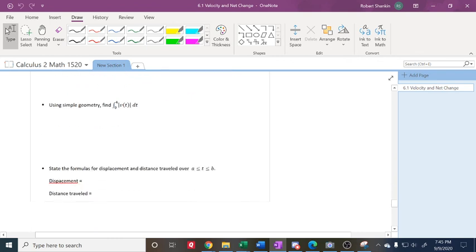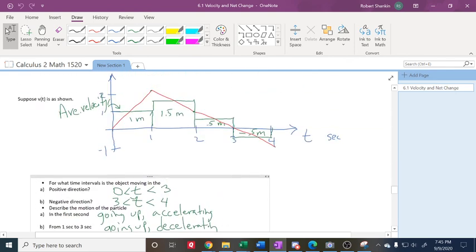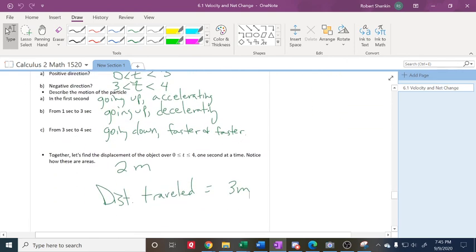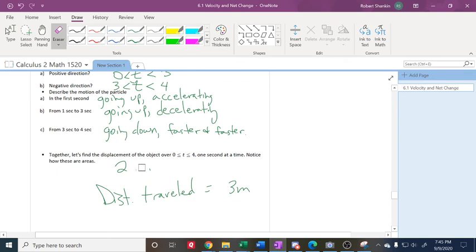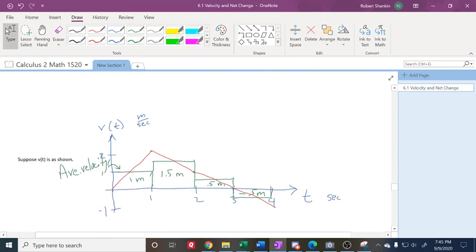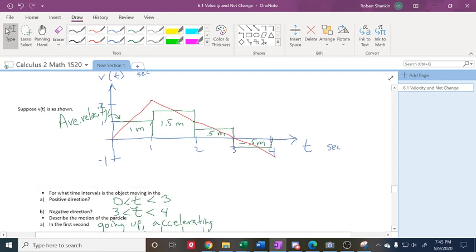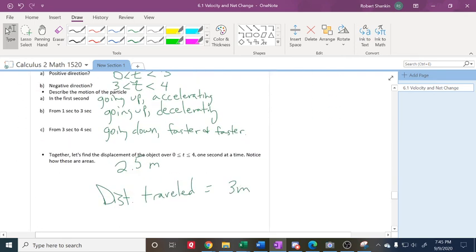Wait, Mr. Shankin? Yes. For the displacement, wouldn't it be 2.5 and then the distance would be 3.5? Thank you, thank you, thank you. That is correct. It's 2.5 meters, because it was 1 and 1.5, and the last two canceled each other out. And then 2.5, 3.5. Thank you.